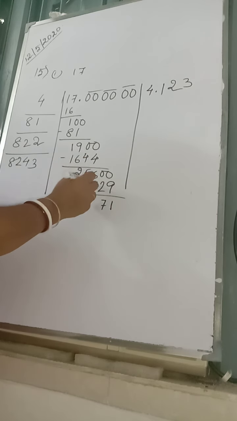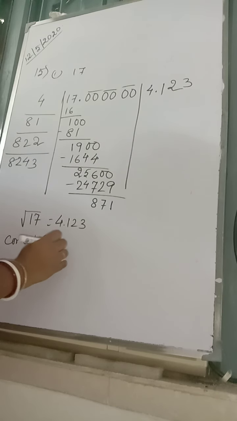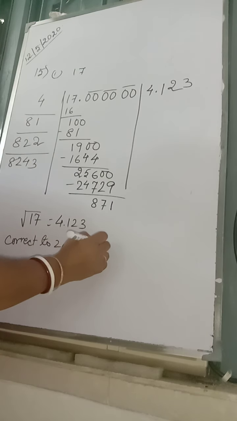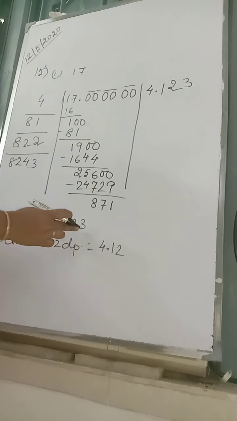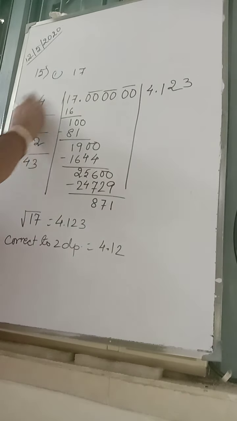So under root 17 is equal to 4.123. Correct to 2 decimal places is equal to 4.12 because this third number is less than 5. In the same way you have to do question number 15 all, is it? You see the last one, question number 8, it is given 18,765.